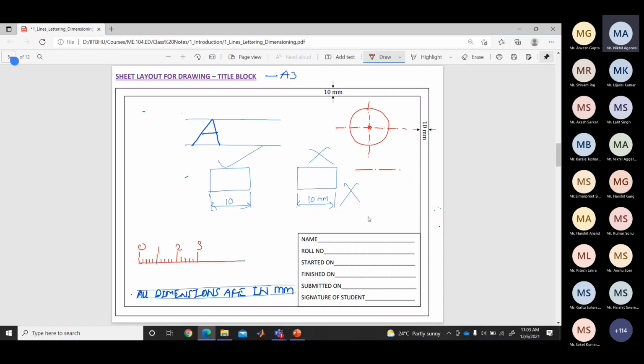Sir, in the title block also, should we make 4 lines and then write? No need for 4 lines. I suggest that in the title block you use all capital letters, so you will have only 2 lines. And you can make the lines very thin, as already suggested.